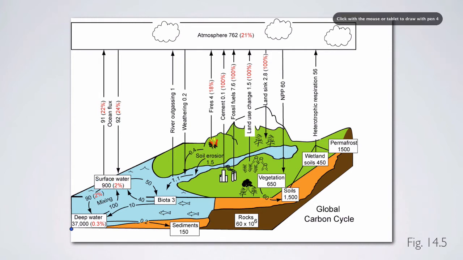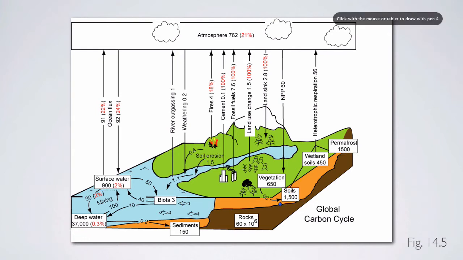So if we look for the biggest number, there's 37,000 in the deep water, 900 in surface waters, 1,500 in soils, 650 for vegetation. Wetland soils is 450, 1,500 for permafrost. Rocks is a really big number, 60 times 10 to the 6th. Sediments, 150. Biota, just 3. And that's ocean or aquatic biota.